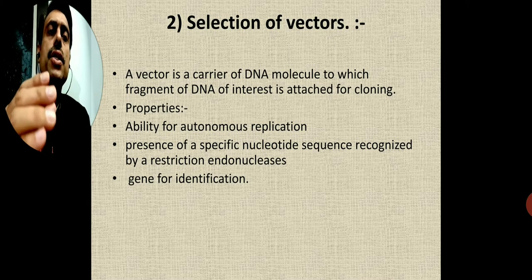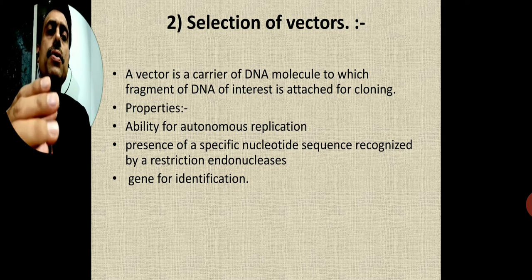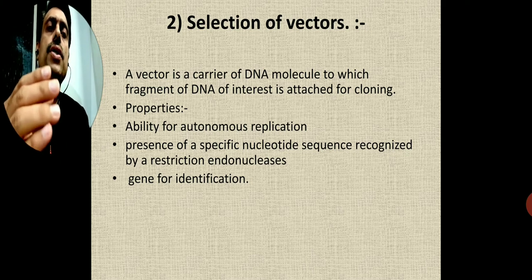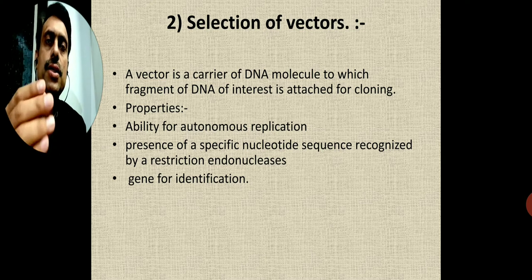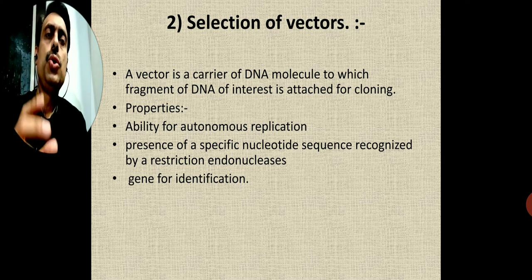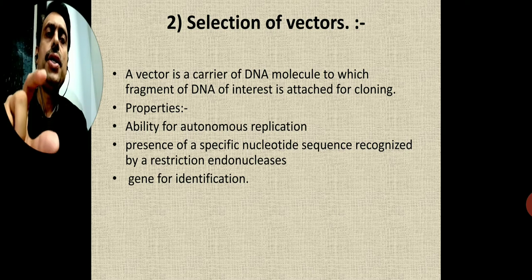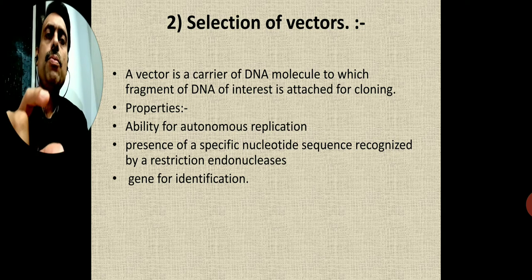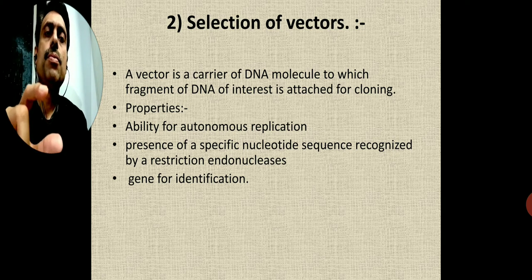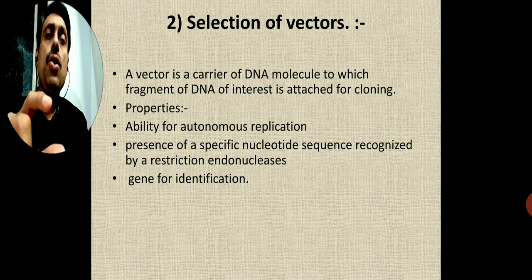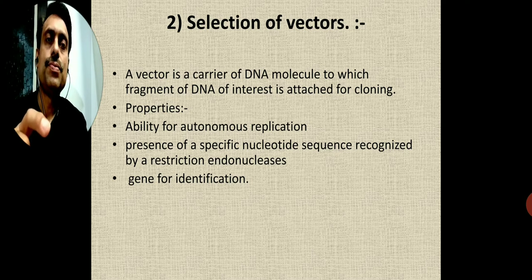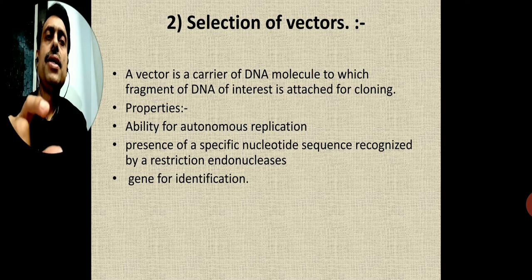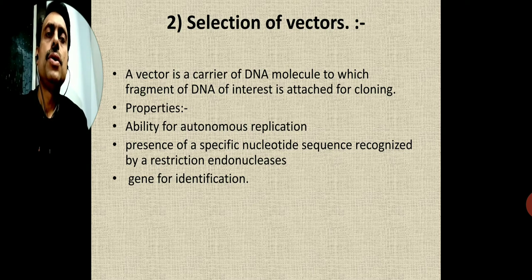Next step is selection of vectors. So what is a vector? A vector is a carrier of DNA molecule to which a fragment of DNA of interest is attached for cloning. So what are the properties of vectors? Vectors have the ability for autonomous replication, and the presence of a specific nucleotide sequence recognized by restriction endonuclease, and a gene for identification.